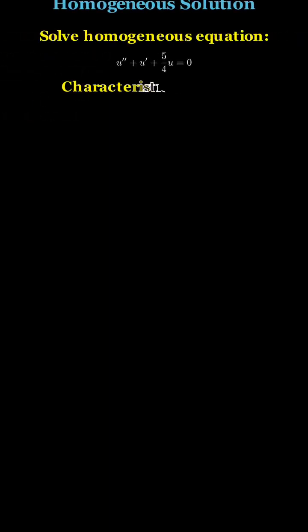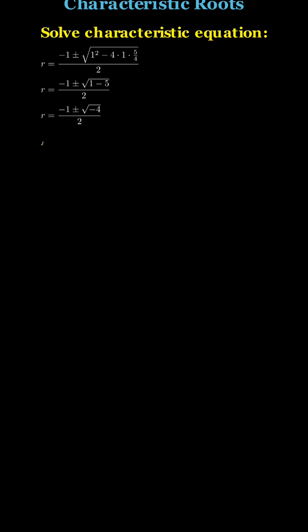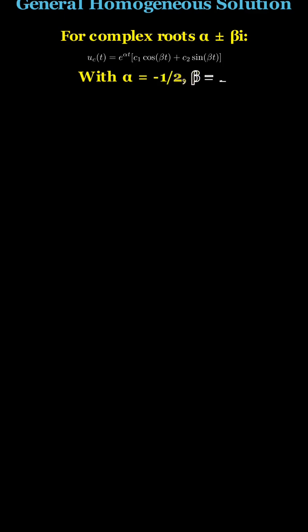First, we solve the homogeneous equation by finding the characteristic equation and its roots. The characteristic equation r² + r + 5/4 = 0 has complex roots, -1/2 ± i, indicating undamped oscillatory behavior. Thus, the general solution of the homogeneous equation involves exponentially decaying oscillations.